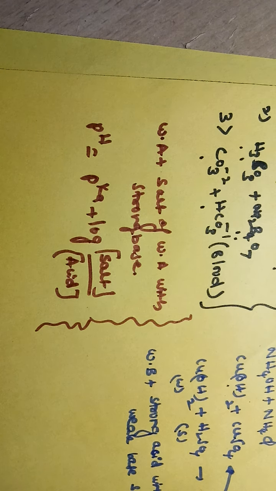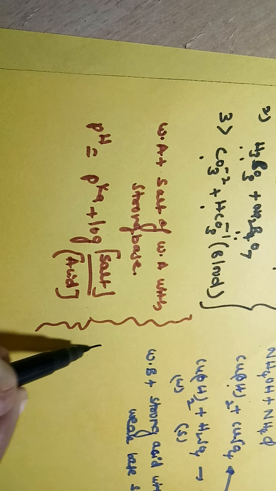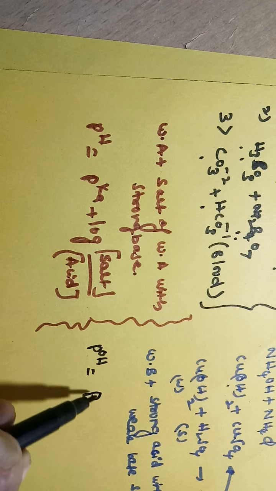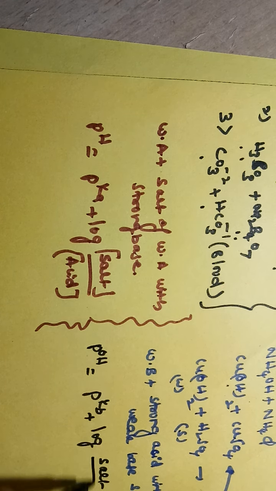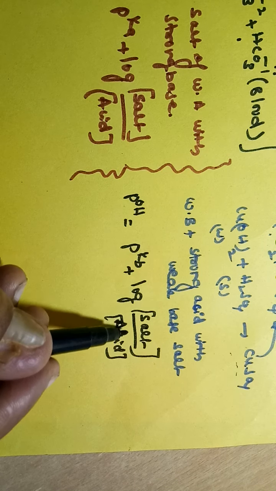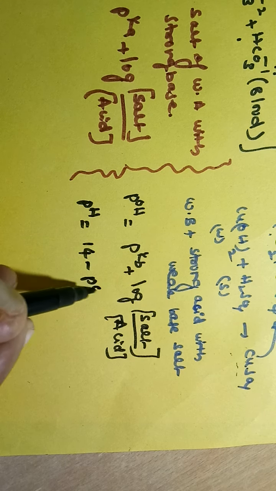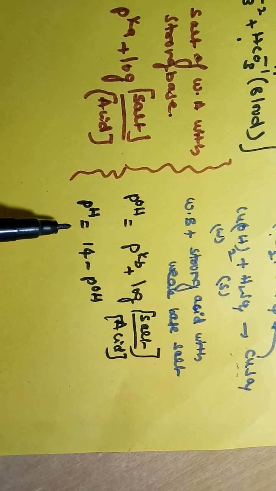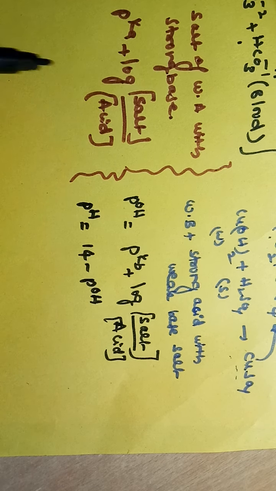Here, for the basic buffer, weak base and salt of weak base with strong acid, pOH is present. pOH is equal to pKb plus log of salt concentration divided by base concentration. So first we should find the pOH value, and from this pOH value we can find pH, which is equal to 14 minus pOH. In such a way we can calculate the pH values of buffer solutions. These equations are called Henderson's equations.